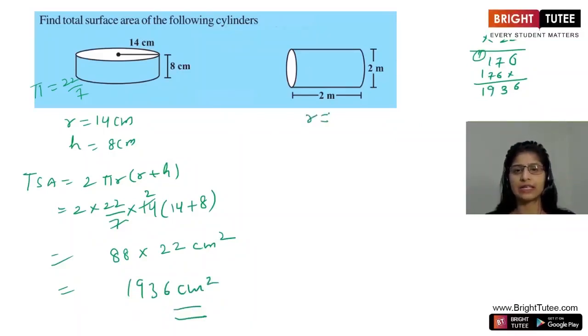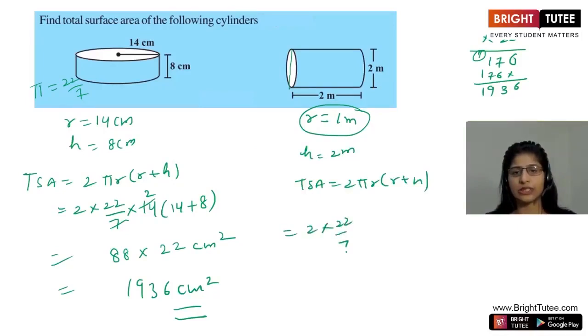We are given the radius as how much? Just see, this complete is given as 2. This is the diameter, right? So the radius will be 1 meter, that is half of the diameter, and height is given as 2 meter. So total surface area will be 2 pi r into r plus h. So 2 into 22 upon 7 into r is 1, 1 plus 2. So we get 2 into 22 upon 7 into 3. Right? So we can just solve it.